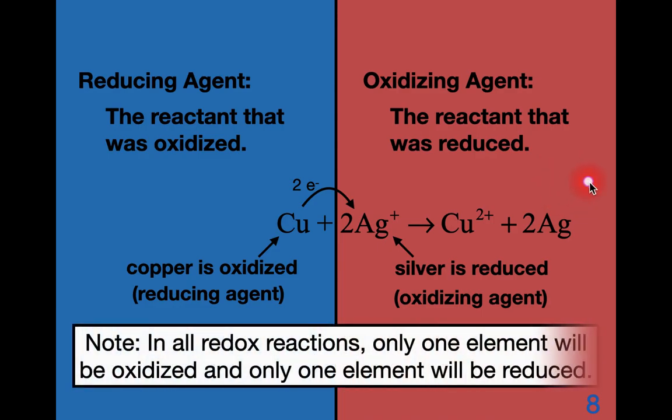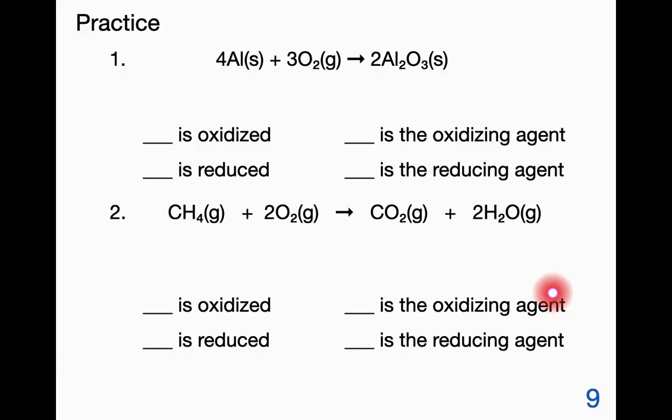Okay, let's do one more thing. Note, in all redox reactions, only one element will be oxidized and only one element will be reduced. So once you've identified something that's being oxidized or something that's being reduced, then you're done. There's nothing else to figure out as far as what is oxidized or what is reduced.